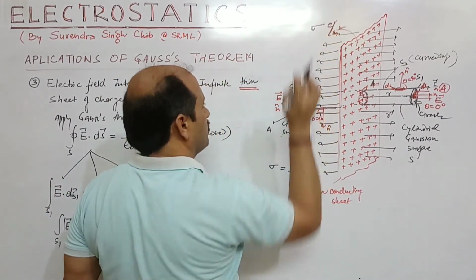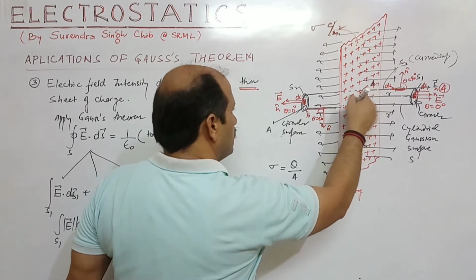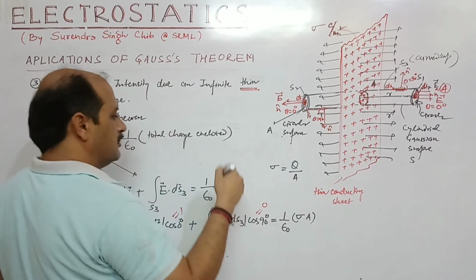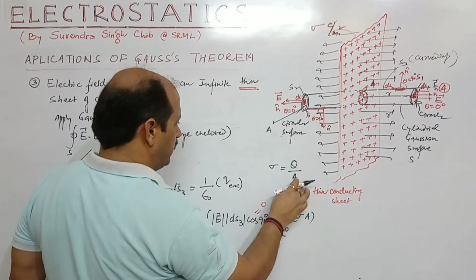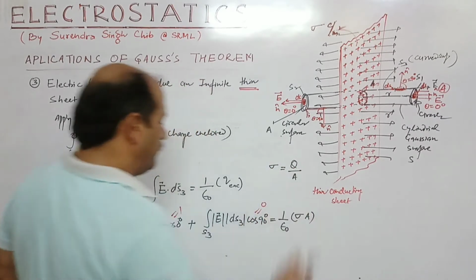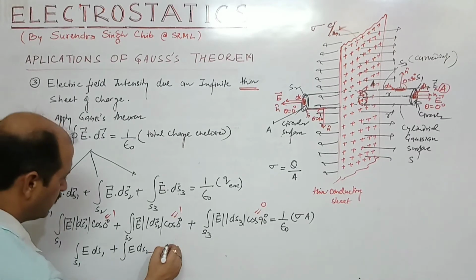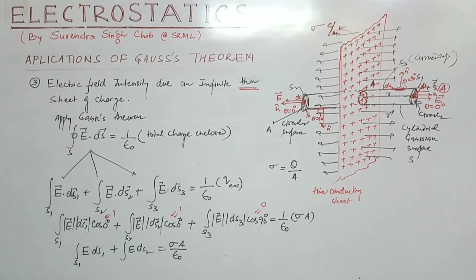Charge per unit area. इसका एरिया कितना है? A. तो फिर इसका चार्ज कितना होगा? Sigma into A. Otherwise, we have a formula sigma equals charge per unit area. So what is charge? Charge equals sigma into A. So put it here. तो ये कितना आएगा? Sigma A upon epsilon naught.